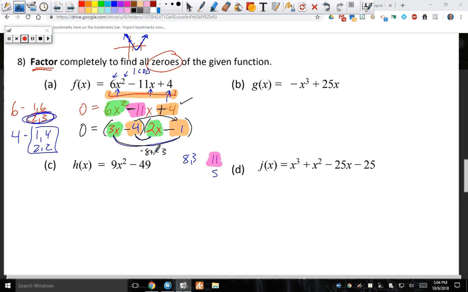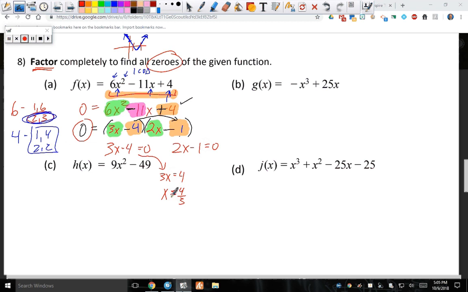So it says factor completely to find all the zeros. So we did the first step of factoring. Now we just have to find the zeros. And that means just find the x's that would make this all equal 0. Okay, so that's 3x minus 4 set equal to 0, 2x minus 1 set equal to 0, and we're just going to solve for the x's for each one. Adding the 4, we get 3x is equal to 4, therefore x is equal to 4/3.